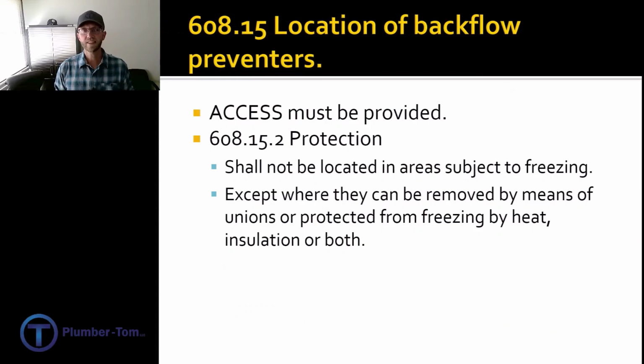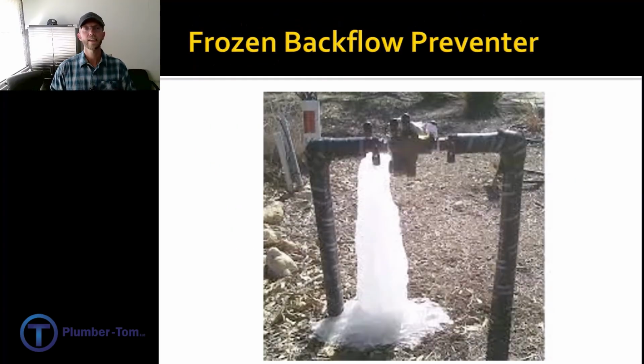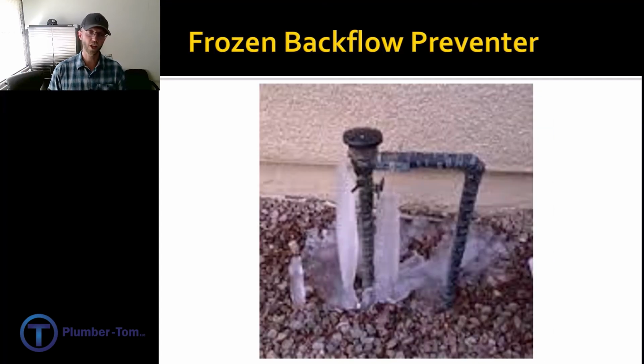The 608.15 talks about the location of backflow preventers. If they're going to be installed, at a minimum, access must be provided. You're going to have to get to it to service and to replace it eventually. Also, it has to be installed in a location that is not subject to freezing. Backflow preventers are installed all the time outside for irrigation lines, as they should be, but if they're left out there in conditions where they can freeze, they will split, break, pop, burst, flood, and they will have to be replaced, which is quite expensive.